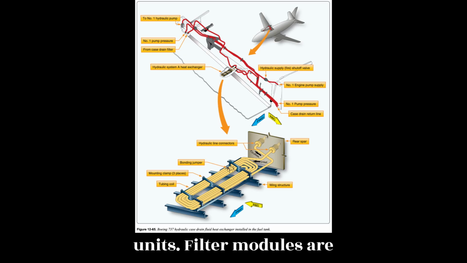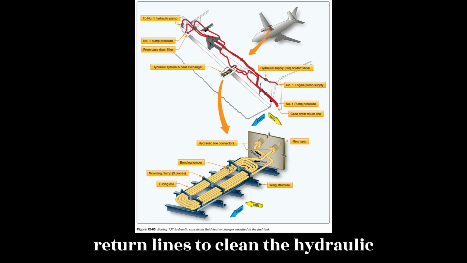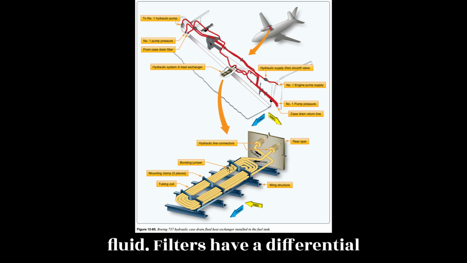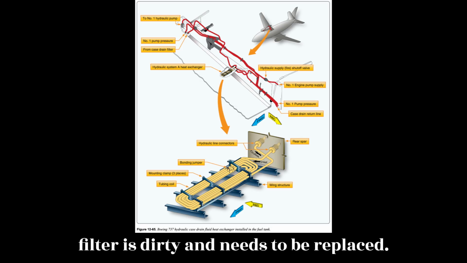Filter units. Filter modules are installed in the pressure, case drain, and return lines to clean the hydraulic fluid. Filters have a differential pressure indicator that pops out when the filter is dirty and needs to be replaced.